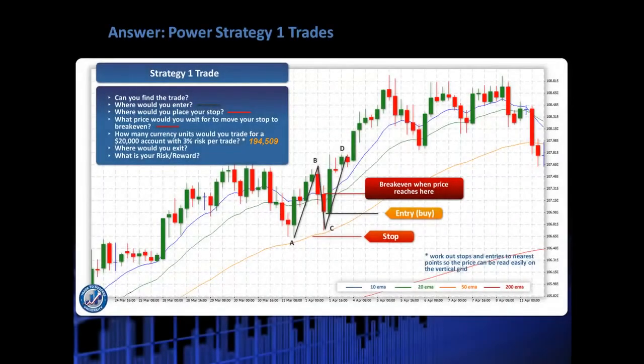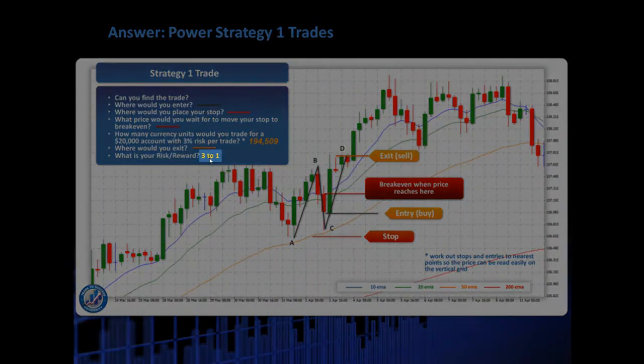Our exit? Well, our exit will be, again, as with all Strategy 1 trades, at point D. We're selling because we went long, we bought first, and we're selling to get out of the position. And our risk reward? Well, our risk reward is going to be, as with all Strategy 1 trades, a 3-to-1 risk reward because we have a fixed entry and a fixed exit.